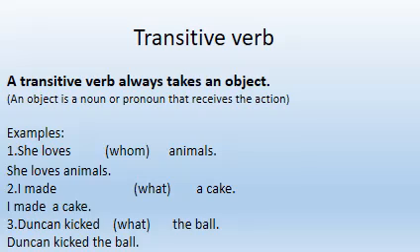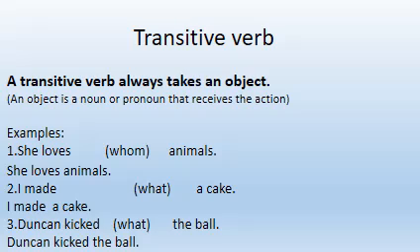And if we erase animals, she loves. Is it complete? Is it meaningful? No. So without an object, the meaning of the sentence is incomplete. That's why we need an object with transitive verbs. So, it is your first step.